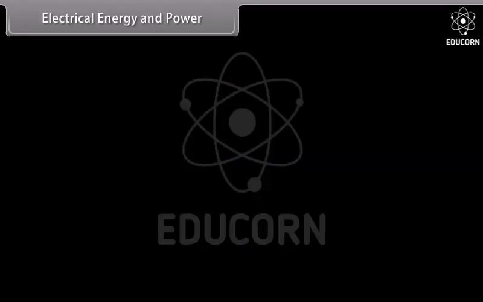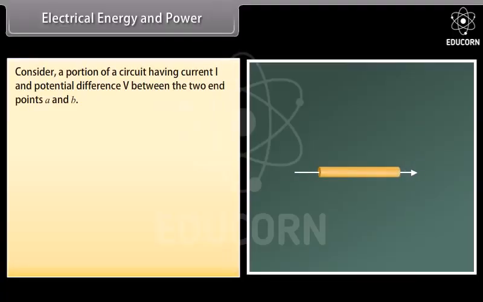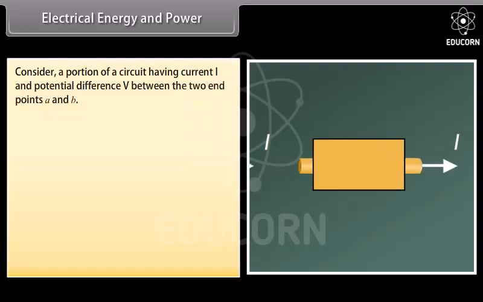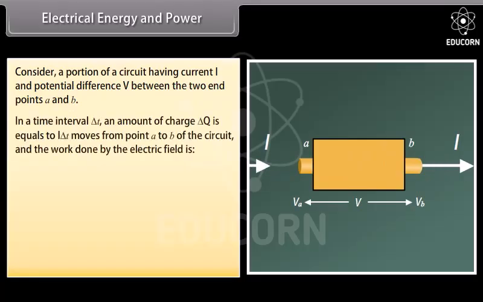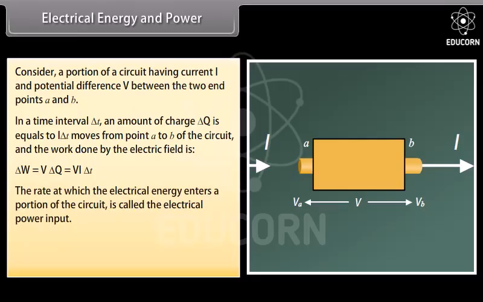Electrical energy and power. Consider a portion of a circuit having current I and potential difference V between the two endpoints A and B. In a time interval delta t, an amount of charge delta q equal to I delta t moves from point A to B of the circuit, and the work done by the electric field is equal to the product of V and delta q, which is equal to the product of V, I and delta t. The rate at which the electrical energy enters a portion of the circuit is called the electrical power input.